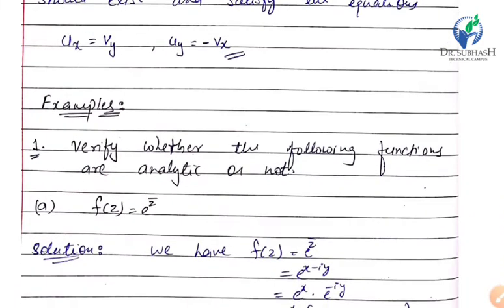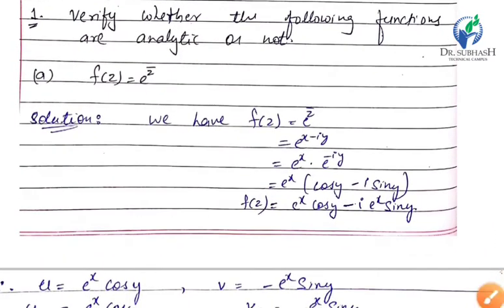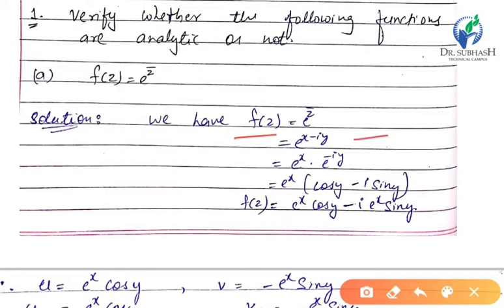Let us go through some example. The question is, verify whether the following functions are analytic or not. Our first function is f(z) = e^(z bar). Now if z = x + iy, then z bar will be x - iy. So I have substituted the value of z bar here. Now we will split this term. This can be written as e^x into e^(-iy).